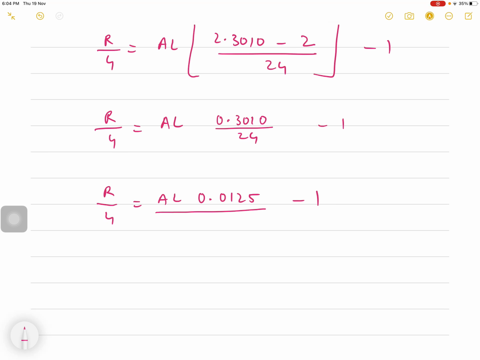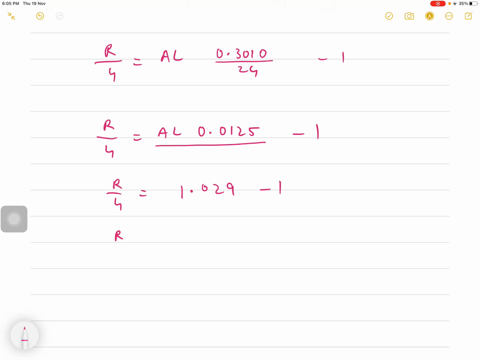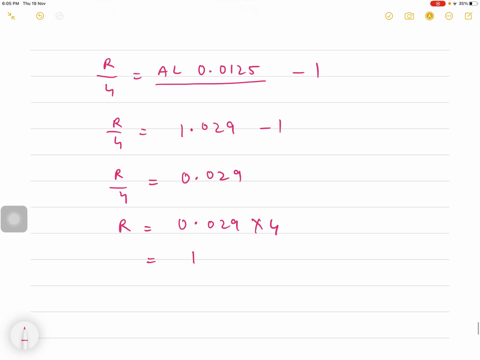Now let's find antilog of 0.0125. How to compute antilog from the table I have already explained. Okay. So when you compute it, it comes to 1.029. Okay. Minus 1. So R by 4 is equal to 0.029. So R is equal to 0.029 multiplied by 4, which comes to 0.116 or 11.6%.